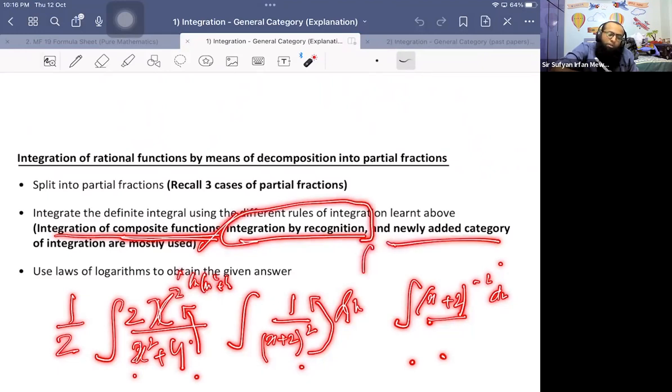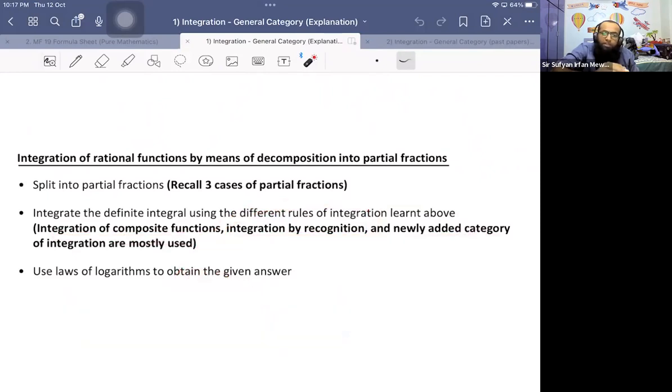Because if the denominator is of the form x square plus 5, let's suppose, or x square plus 4, integrate 1 upon x square plus 4. The denominator is a non-factorizable quadratic factor. Now this x square plus 4 is basically x square plus 2 square, which is of the form 1 upon x square plus a square, and you will integrate that. So till 2019, you are not going to see this particular area, but from 2020 onward, this is another thing that you will be using.